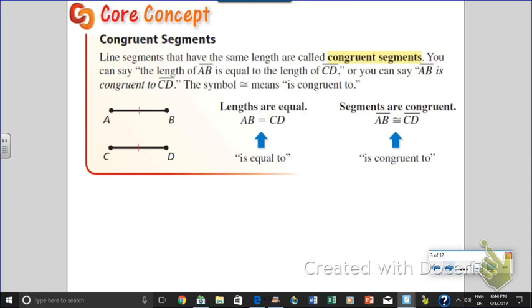Line segments that have the same length are called congruent segments. You can say the length of segment AB is equal to the length of segment CD, or you can say AB is congruent to segment CD. The congruent symbol is used for listing the segments congruent. If you want to say the lengths are equal, you do not include the symbol above the AB and the CD.